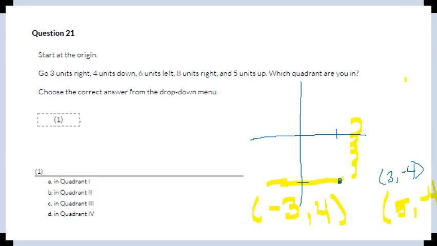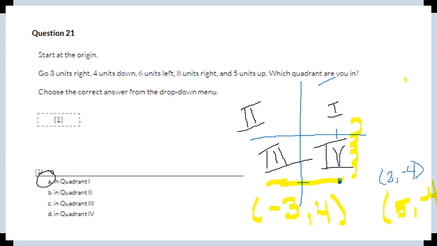Okay, remember this is quadrant 1. Whoops, sorry guys. There we go. Quadrant 1 is up in the top. This is 2, 3, and 4. So it is in quadrant 1. A is your answer.